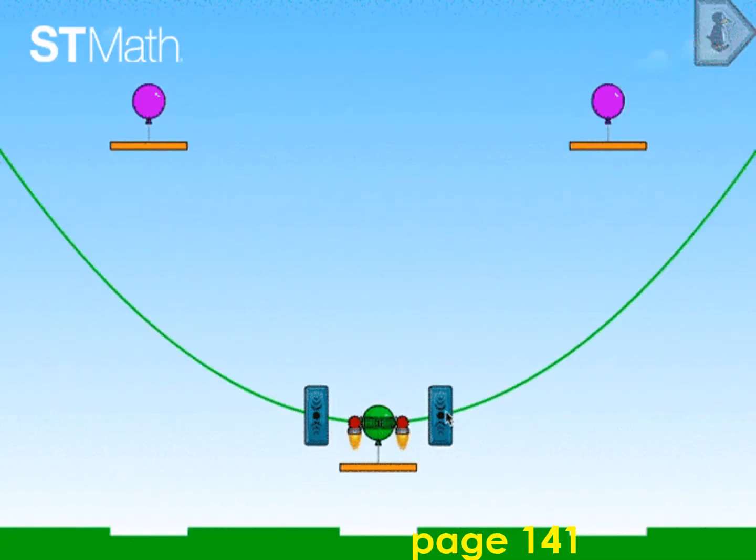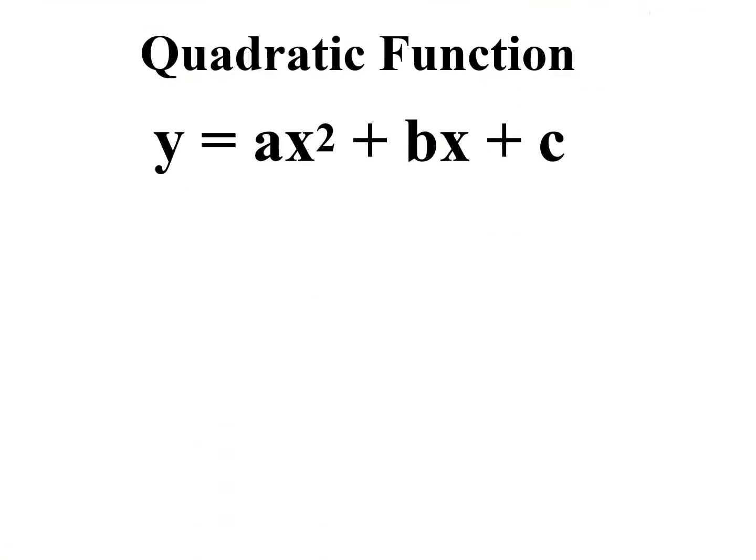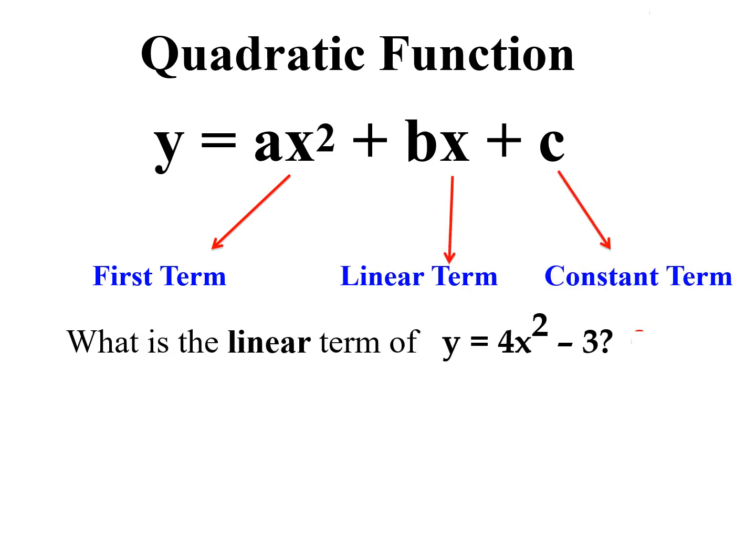Hello everyone, in today's topic we are going to talk about graphing quadratic functions. A quadratic function is in the form y equals ax squared plus bx plus c. This is the first term, this is the linear term, and this is the constant term.